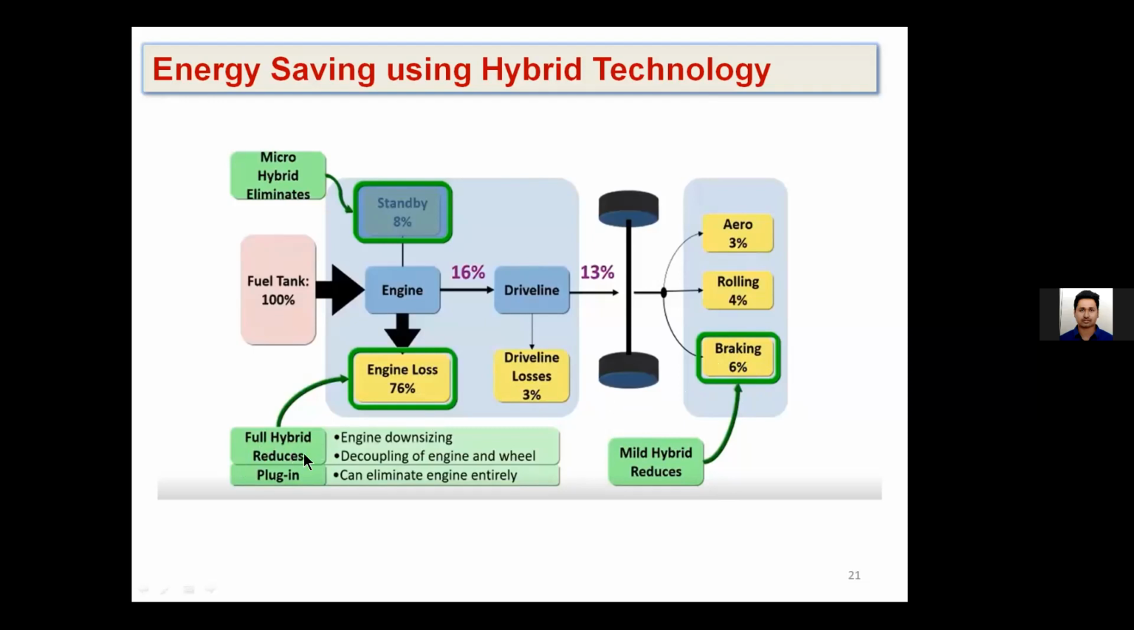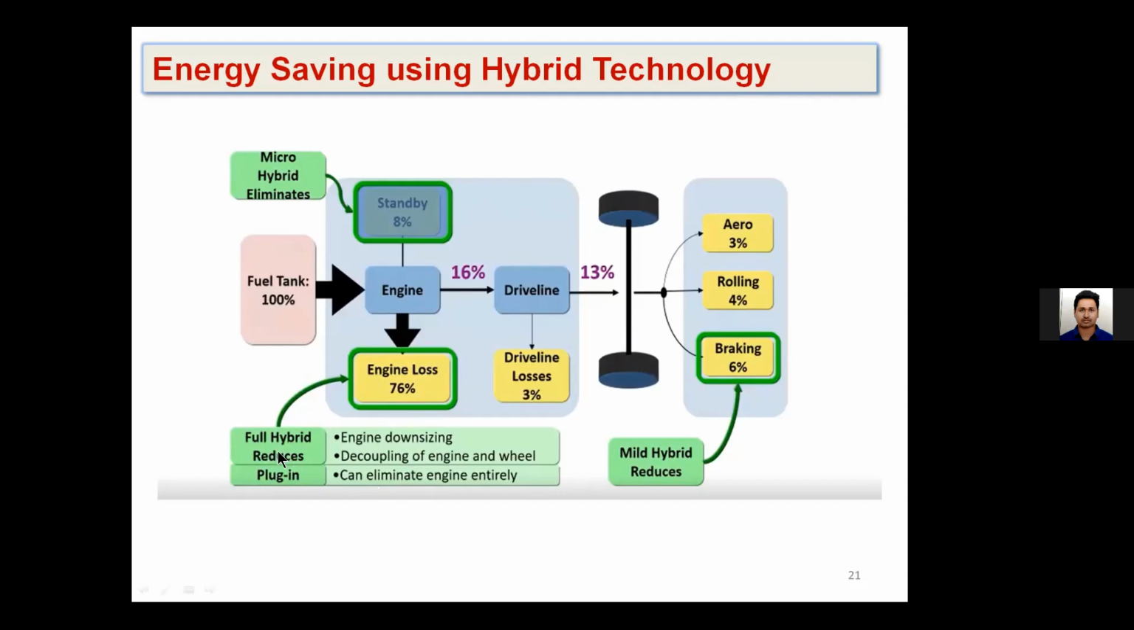Coming to the full hybrid, it reduces the losses associated with the engine. Previously it was more than some percentage, but here it's around 76%. By using this fully hybrid model, we can reduce this amount. As we mentioned, this model is capable of operating as a pure EV for at least some time. So indirectly, we are completely eliminating the IC engine.